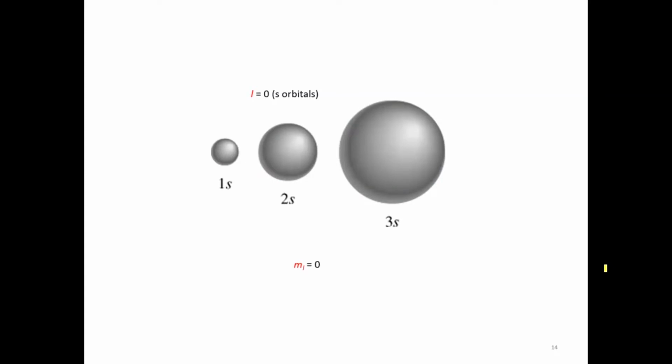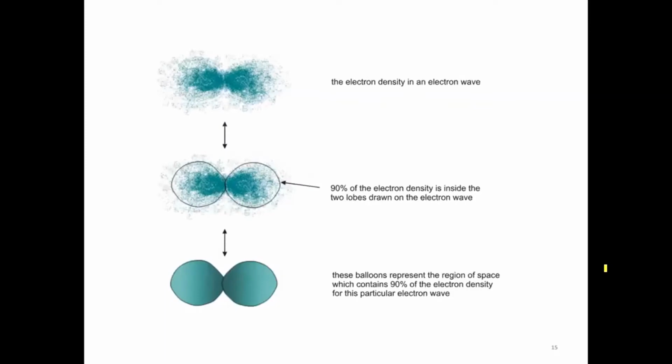Now, what happens when the value of L changes? For example, we know that L equals 1 corresponds to a p orbital. If you do the same analysis and plot out the electron density, what you get now is no longer a spherical distribution. It's more like a set of lobes. And you can see the top part, the electron density. And if once again we put a little boundary around the region of space that would contain about 90% of this electron density, you can see that you generate the shapes on the bottom. These two balloons or lobes contain about 90% of the electron density. In other words, the probability of the electron being in those regions in space.